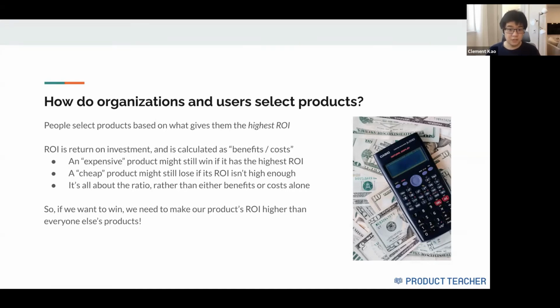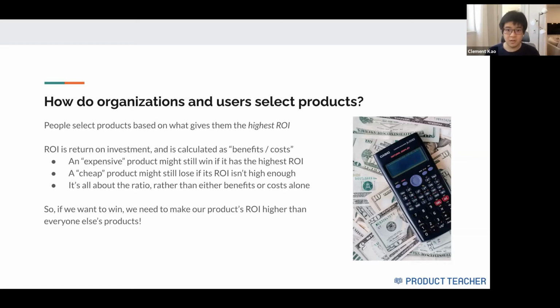So again, to win, we need to make our product's return on investment higher than everyone else's. An organization is always going to pick the highest ROI product, and that makes sense. They're beholden to their shareholders to create the highest possible returns. And that means the products they pick also need to give them the highest returns, right? That investment has to be worth it. So we need to find ways to make our ROI better than the next possible competitor.